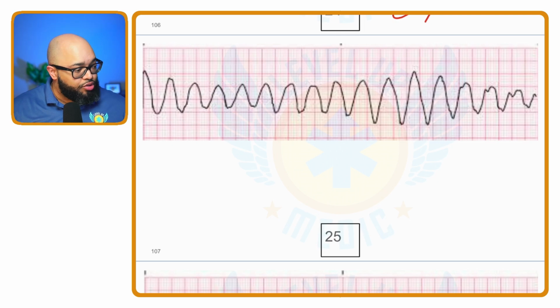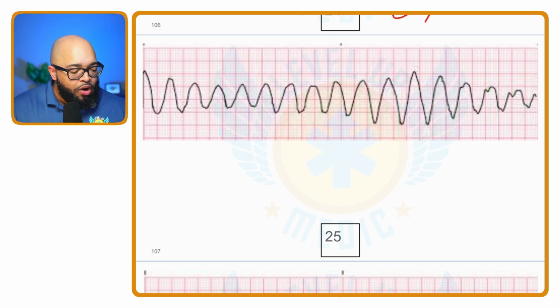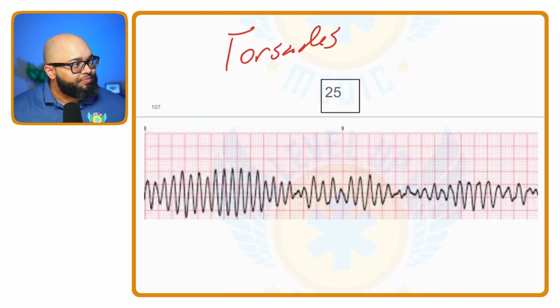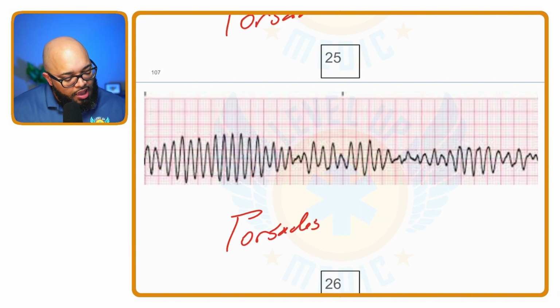Now, let's go to 25. Notice that we've got these wide complexes. It's still tachycardic. This is a VTach again. But this one, the shape is kind of changing. It's kind of short, and then it gets taller, and then short and tall. This is one variant of torsades. Now, the one that you're probably more used to seeing is this variant of torsades. So both of these, we're going to call torsades or polymorphic VTach.